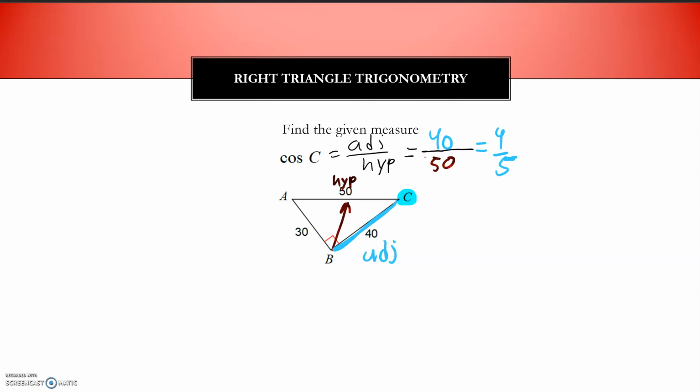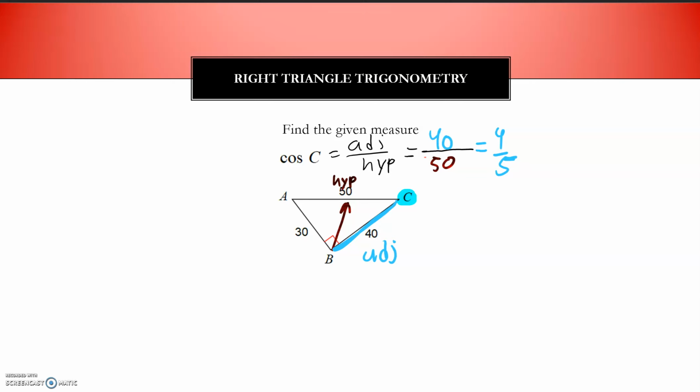Alright, and the answer is 4/5. Please make sure that if you left it as 40 over 50, you remember to reduce. These are still fractions. They still follow the same rules as we do for all fractions. Okay. So we know that C is our angle.